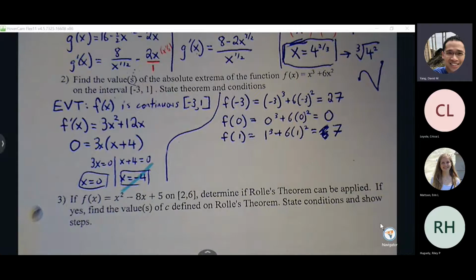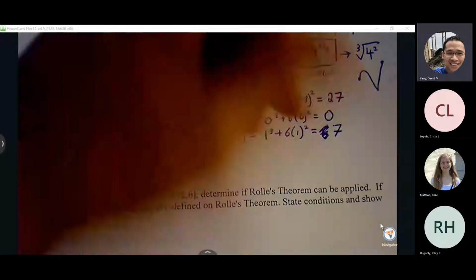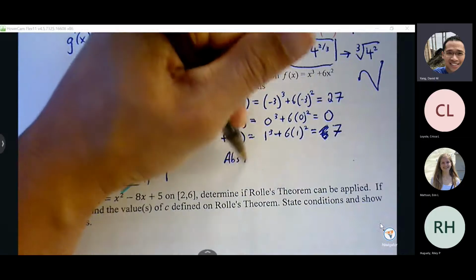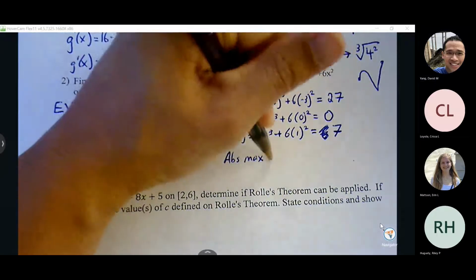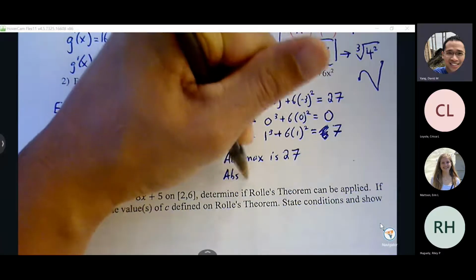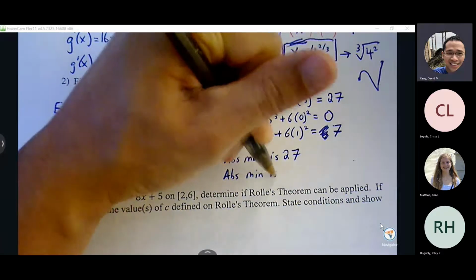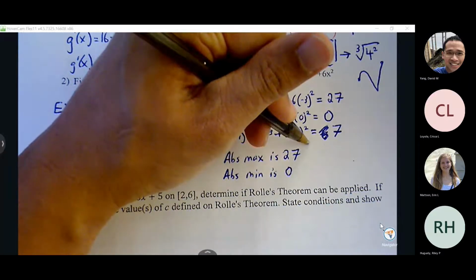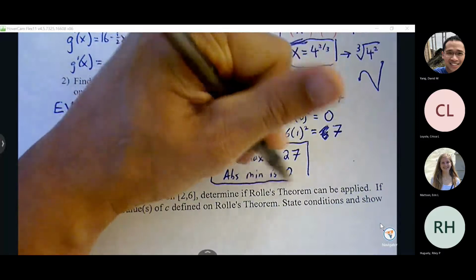Highest y value is 27, 0 is the lowest y value. All I care about is the y values. So you just say absolute max is 27. Absolute min is 0. Page 5.